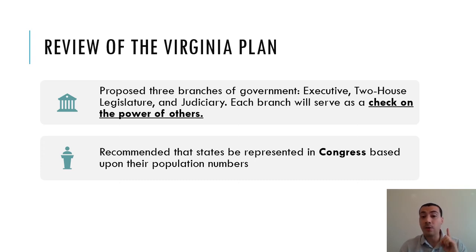And it also recommended that the states be represented in Congress based upon their population numbers. In Monday's video, scholars, I will touch base a little bit more about what the compromise was that they reached, because let's remember there are big states like Virginia with a lot of population and small states like Rhode Island with fewer people, and they both want to have some kind of equal representation.